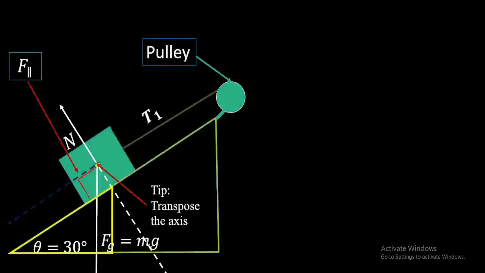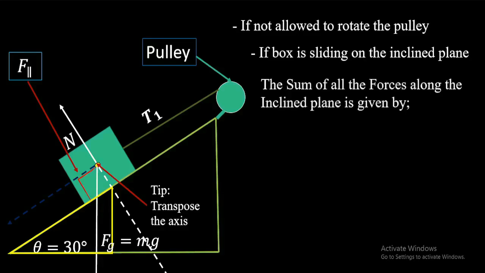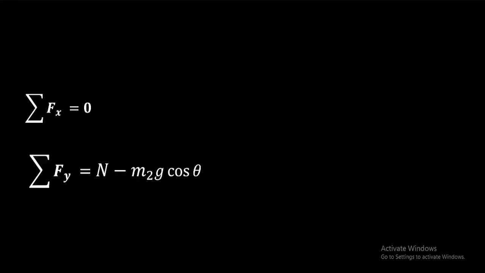Consider the box sliding downward on the frictionless inclined plane supported by a rope tied on a pulley which is not allowed to rotate. We notice that there is a tension force present along the rope. The sum of all the forces along the inclined plane is given by. We get the sum of all the forces along the y-axis is given by. The tension present in the rope is given by.